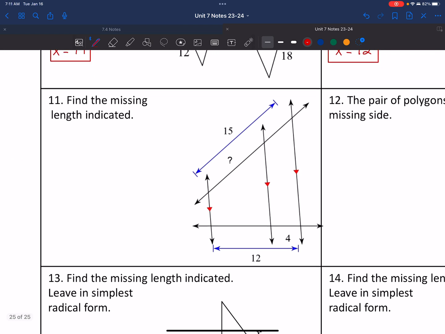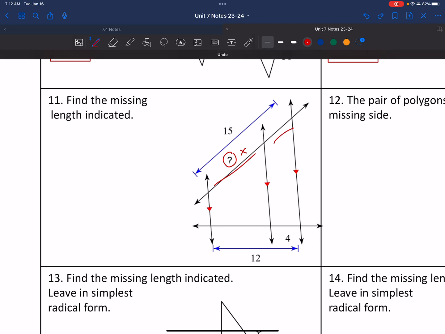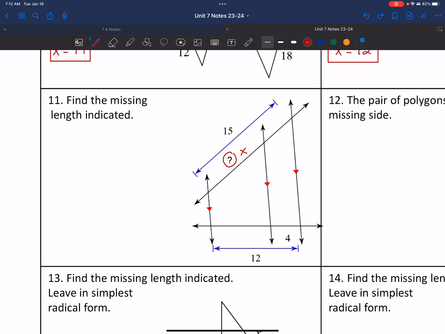Number 11 says find the missing length indicated. So we don't know what this length is right here, so I'm going to call it x. And then the same concept can be applied to this one as well. Because these lengths are parallel to each other, even though it's not a triangle, it still cuts all of these parts proportionally, okay? So I know that this whole length right here is 15. This whole length is 15. And we have this unknown side, which is x.